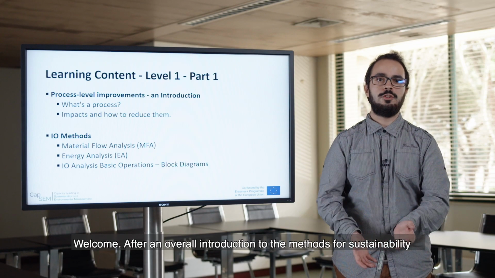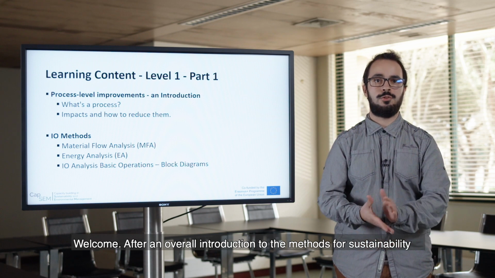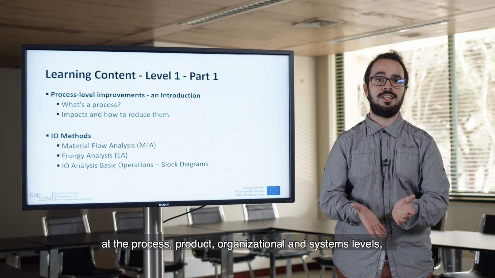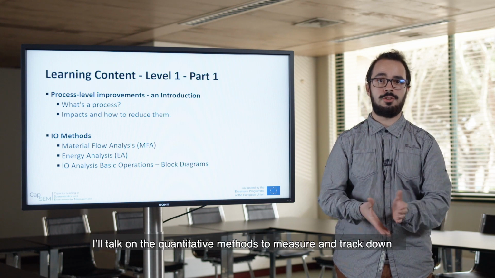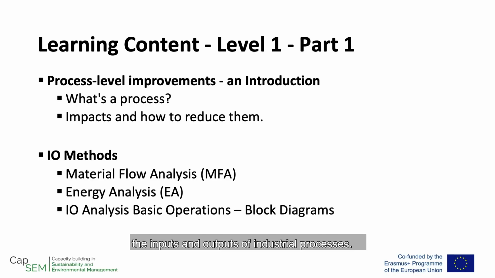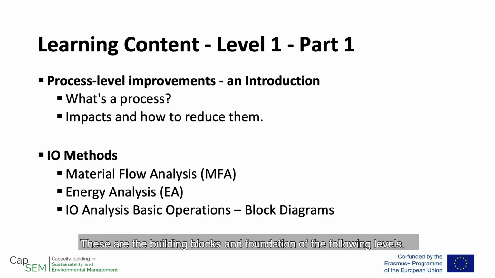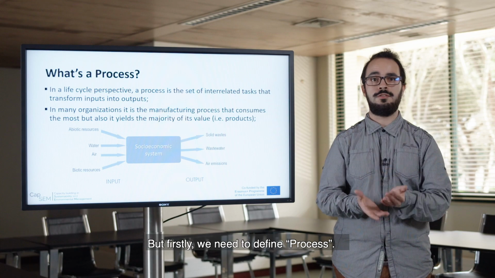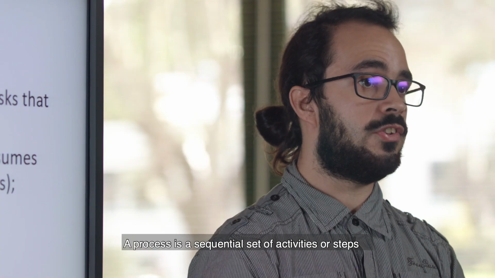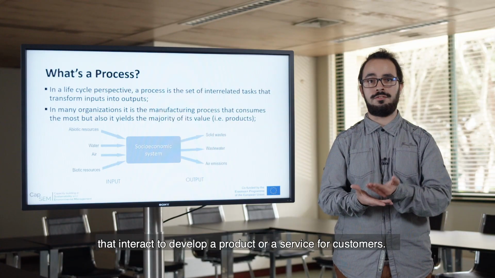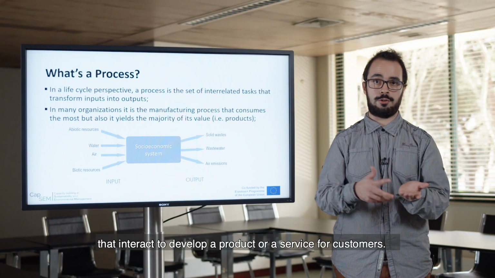Welcome. After an overall introduction to the methods for sustainability and environmental management at the process, product, organizational and system levels, I'll talk about the quantitative methods to measure and track the inputs and outputs of industrial processes. These are the building blocks and foundation of the following levels. But firstly, we need to define process. A process is a sequential set of activities or steps that interact to develop a product or service for customers.